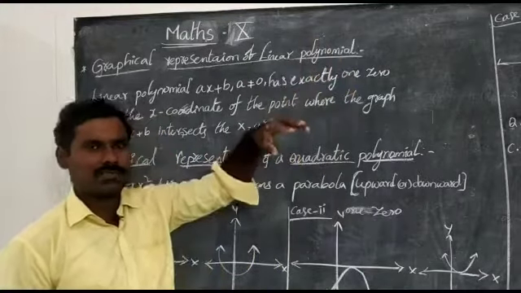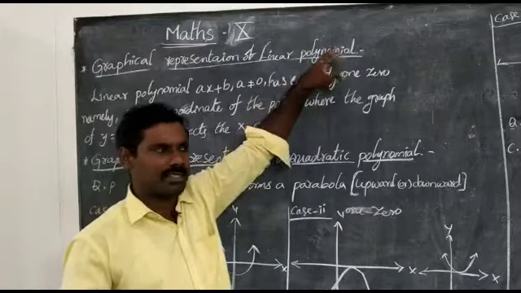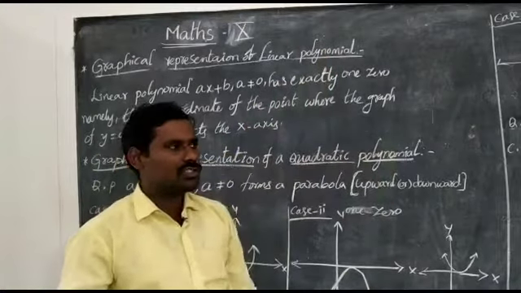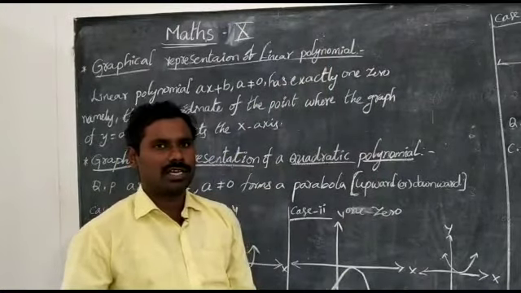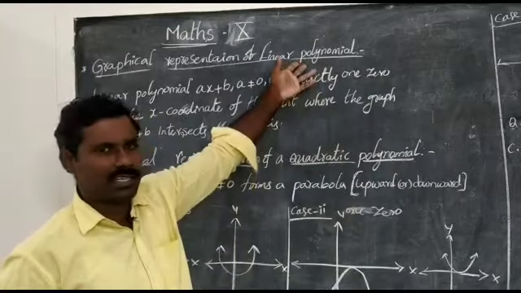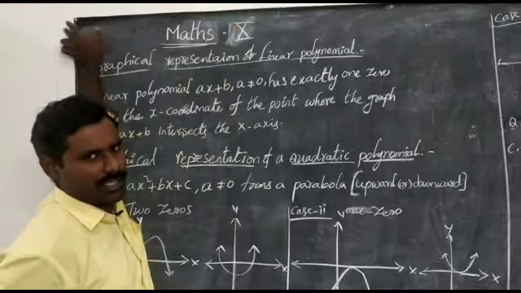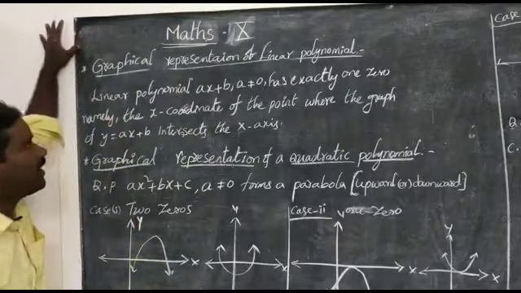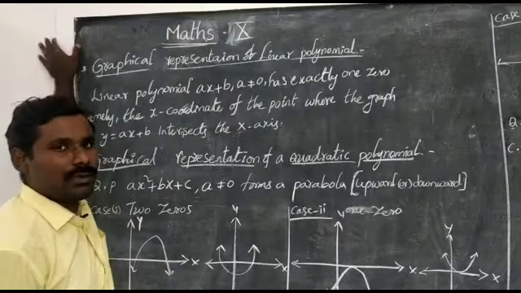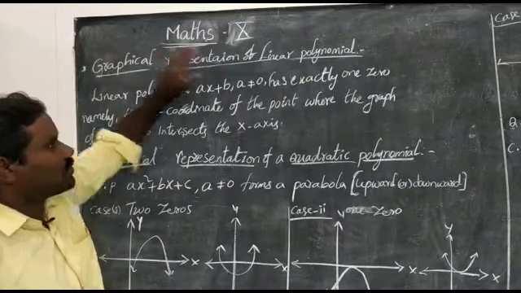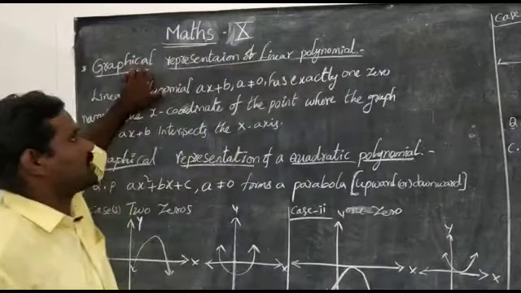In our first class, we learned polynomials, types of polynomials, degree and zeros of the polynomial. In our last class, we found the zeros of the polynomial. Now in this class we are going to the graphical representation of polynomials. First we are going to the linear polynomial graphical representation.